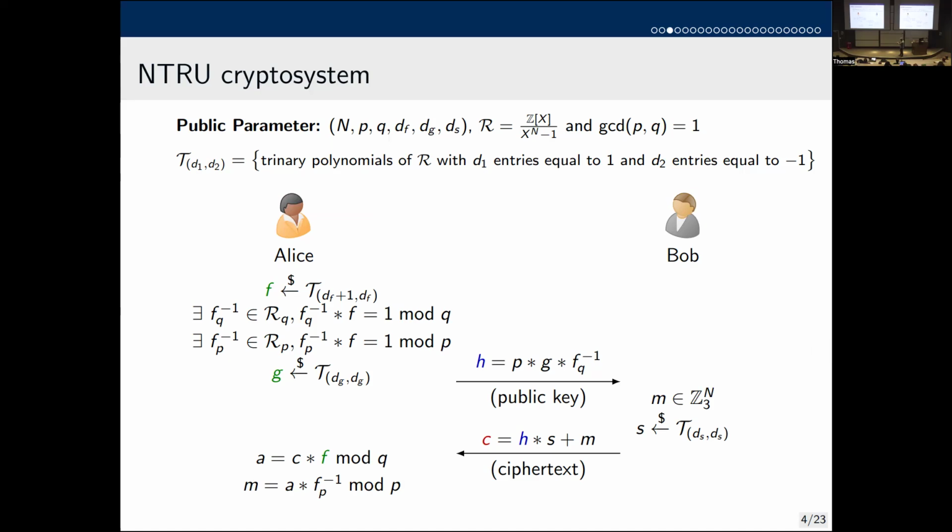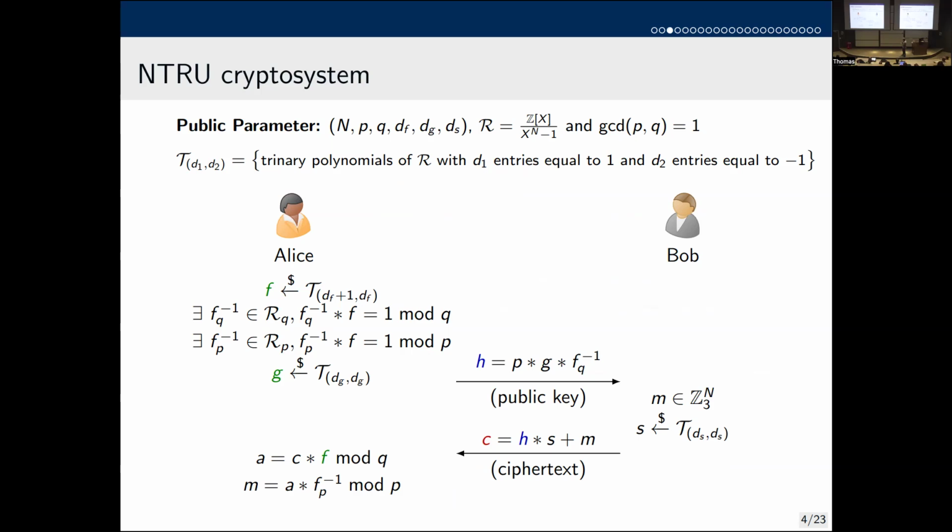So here you have to be very, very careful. You first take modulo Q. And then afterwards, the coefficients are small, therefore you can take modulo P, and you get the plaintext. So that's the basic design.